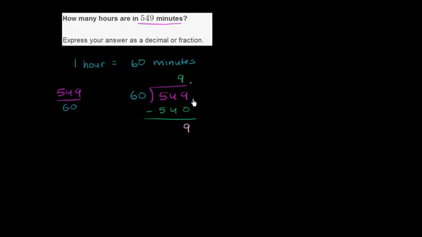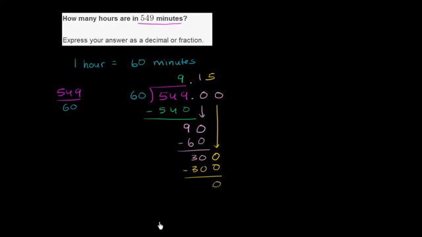So let's put a decimal place right over here. And let's throw some zeros over there. Let's bring down a 0. 60 goes into 90 one time. 1 times 60 is 60. And we subtract, we get 30. Let's bring down another 0. And so we get 300. 60 goes into 300 5 times. 5 times 6 is 30, so 5 times 60 is 300. Subtract, and we are done.